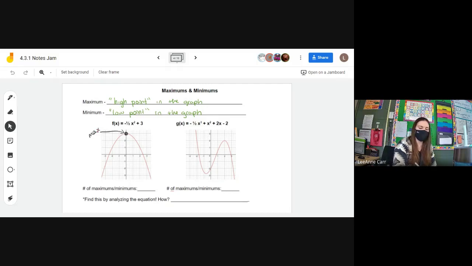In this second graph, we have two spots. I have this lower one and this higher one. So we actually have a maximum and a minimum here. Now, inevitably, I always get somebody that says, well, miss, what about this spot and this spot? Those are low and high points. What about those? The other thing we want to keep in mind when we're talking about maximums and minimums is that these are also turning points.